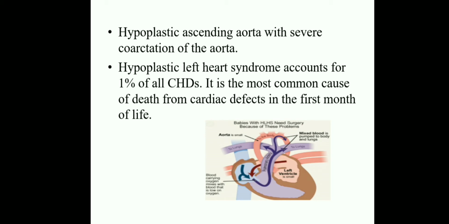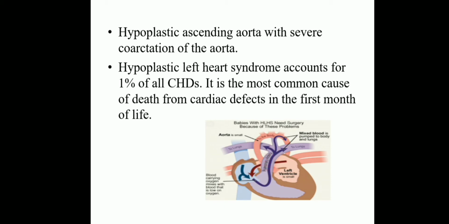In hypoplastic left heart syndrome, there is a hypoplastic ascending aorta. This is the ascending aorta, and it is underdeveloped. There is also severe coarctation of the aorta. The coarctation is a structural deformity in the aorta. So the ascending aorta is having coarctation.